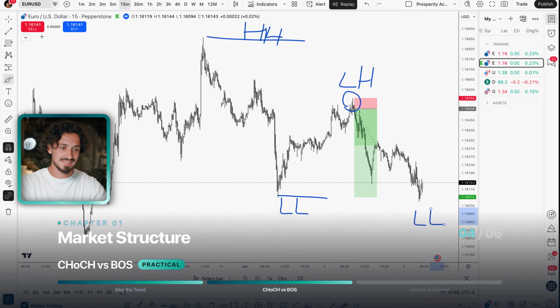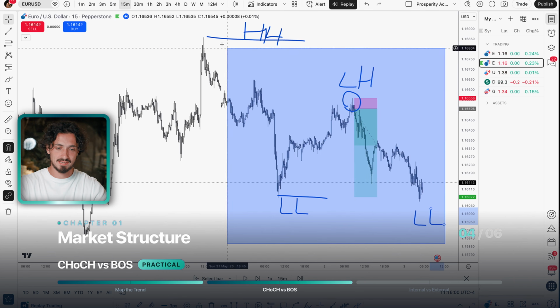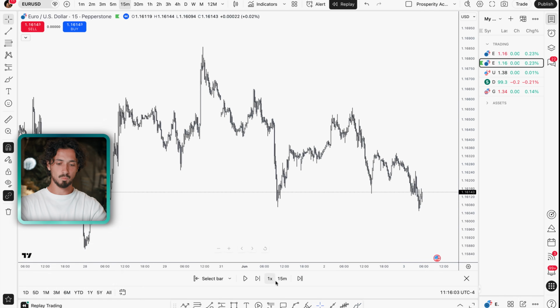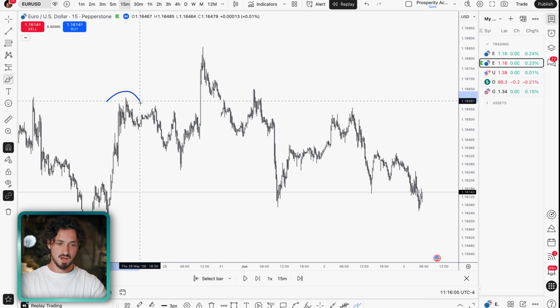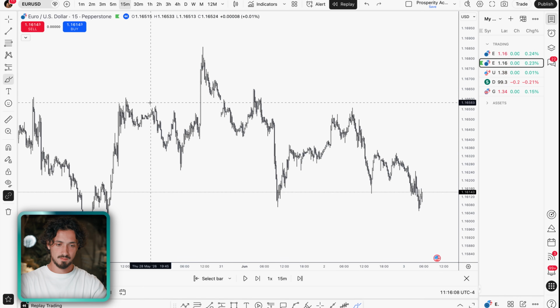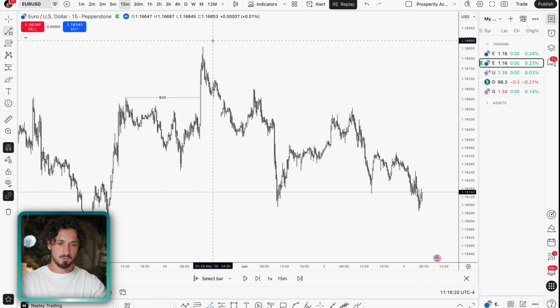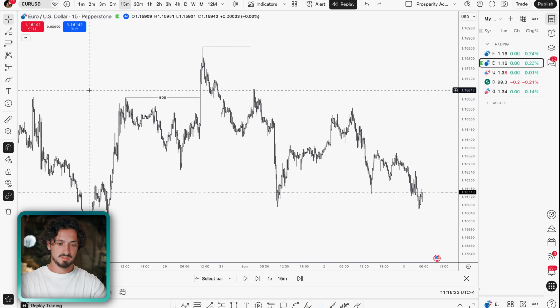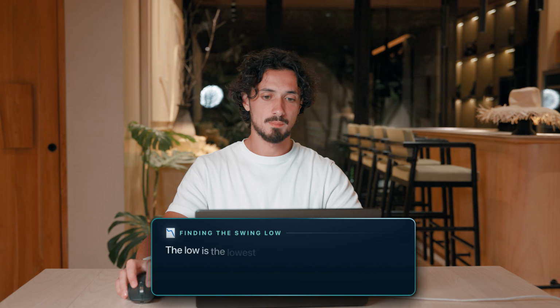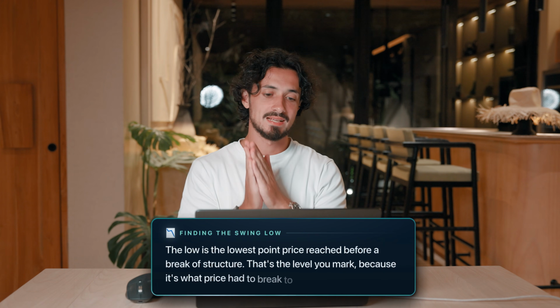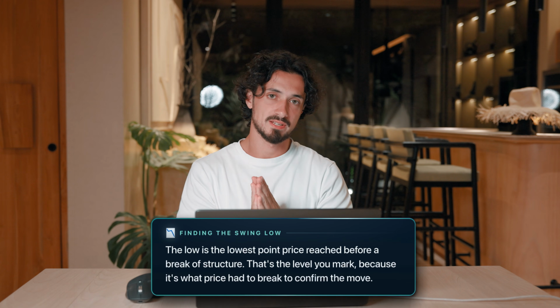So if we look at, again, this trade recap and we have a little look at what happens here, we can see that we have a high in here, a low in here, and then a higher high. So we're bullish. So we're going to mark out in here our break of structure. At that point, this is the swing high and this is the swing low. And the way to determine what the low is, it's the lowest point that price reached before a break of structure. So let's use that logic.